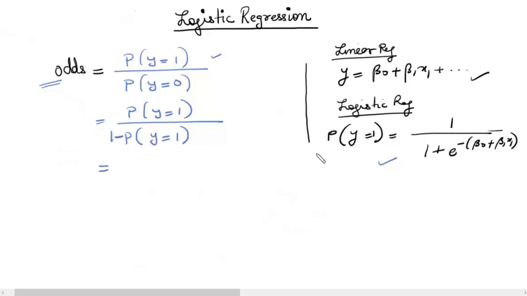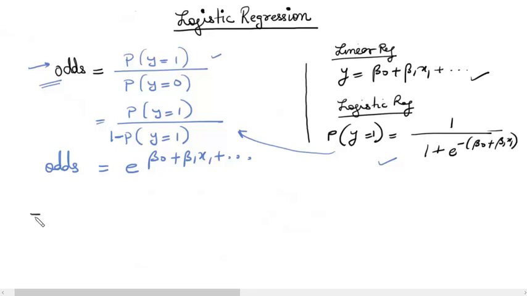Now let us fit this equation here. We will fill the logistic response curve in both these places. If you fill this here and solve this equation, what you would get is this. So odds is equal to e to the power beta naught plus beta 1 x1 and so on. This is what we would get if we solve the concept of odds further.